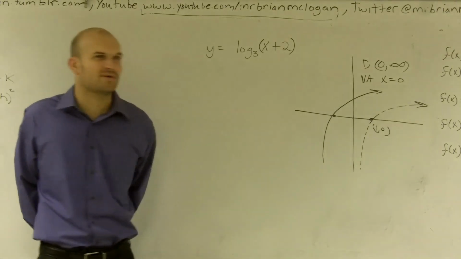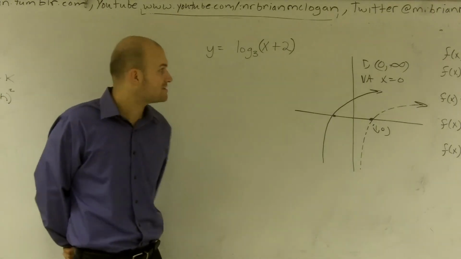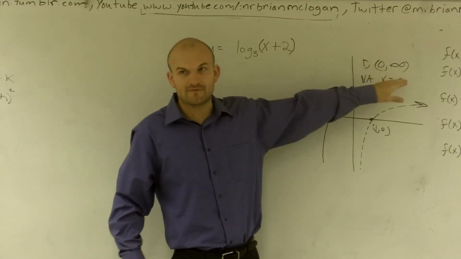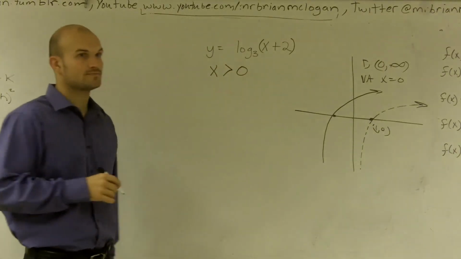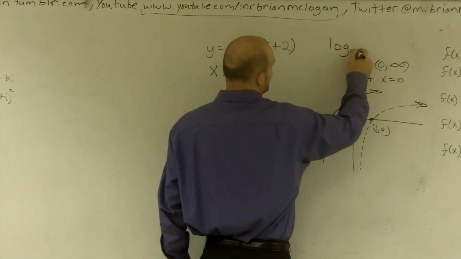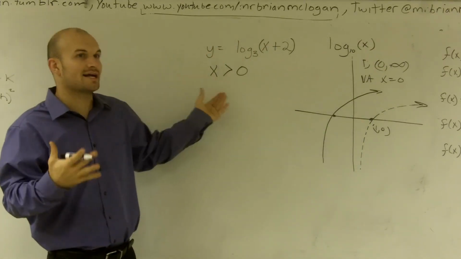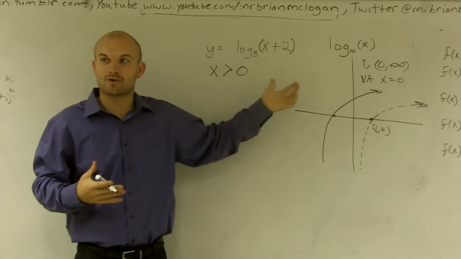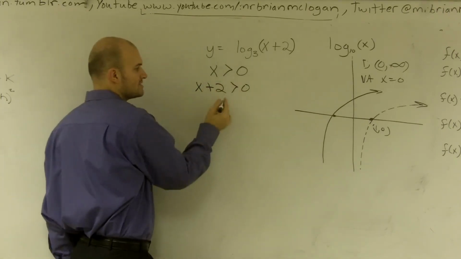Now that's pretty simple, right? But let's take a look at how I can algebraically show my work so that Mr. McLogan can see exactly I know what I'm doing. If we say my domain is 0 to infinity, what we're saying is all x values are greater than 0. Well, that's for the function log base 10 of x. To show exactly what your domain is, you can take what's inside of your function and set that greater than 0. So say x plus 2 is greater than 0. Then solve for x.